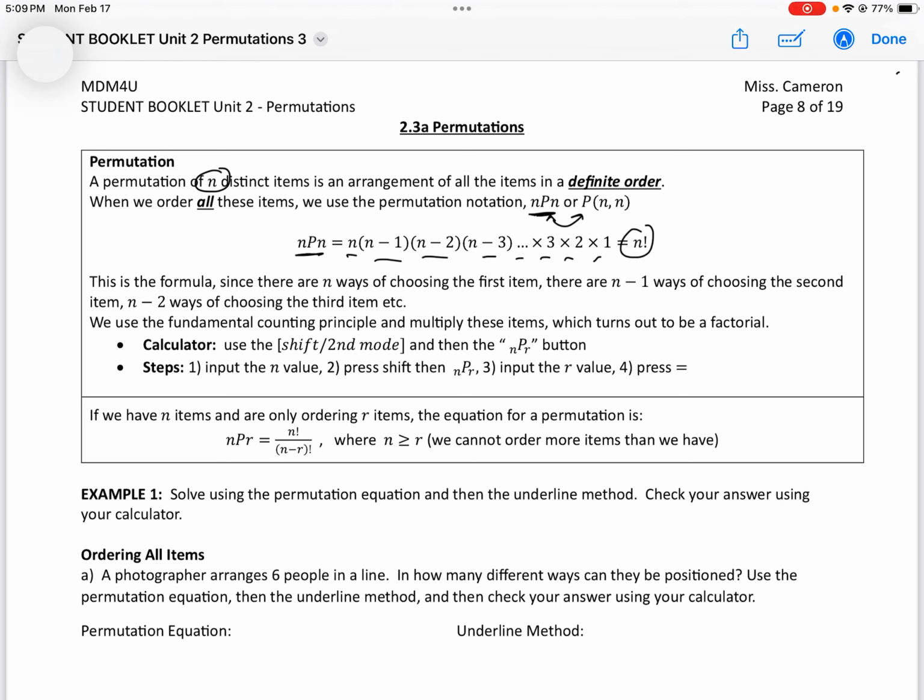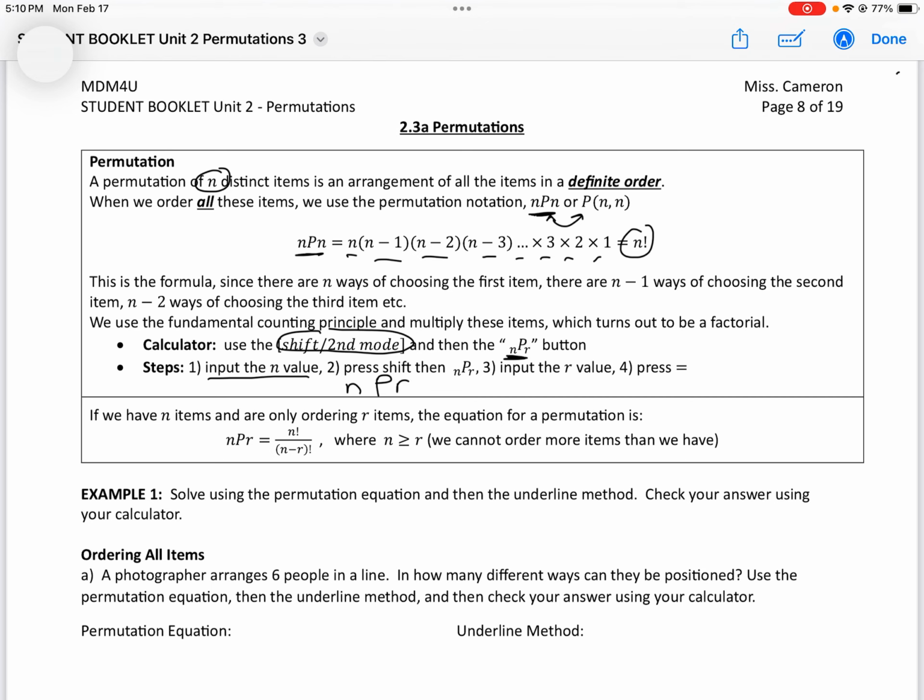In the calculator, we use shift. Usually it's the second mode, and you've got to find the nPr button. The steps: first, you want to put in the n value, press shift and then nPr, and that'll pop up a P in the calculator, and then input your r value. And then we just press equals.